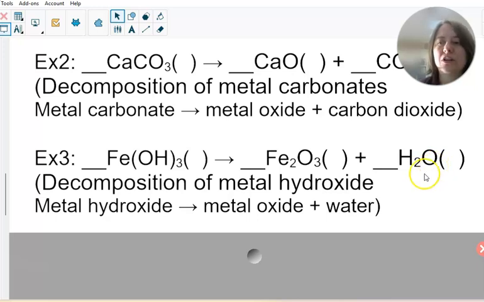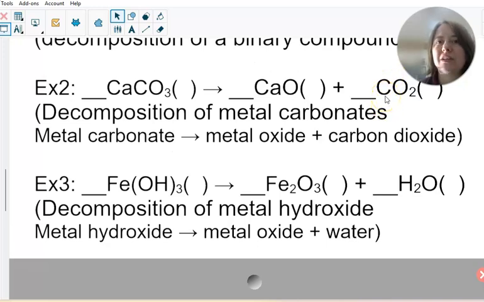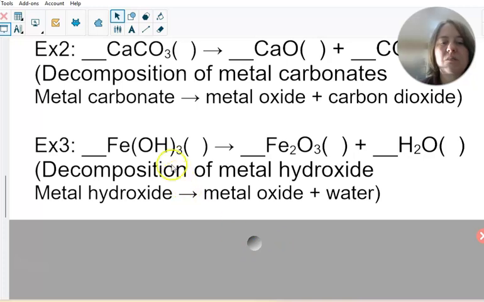So there are some similarities to this one above, where we have a metal oxide, but the other product would be dependent on if it's a carbonate or a hydroxide. So carbon dioxide versus water. So please take a moment and balance your equation and put in your states of matter.